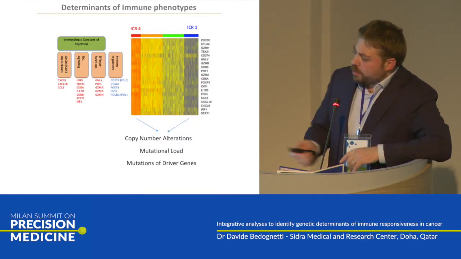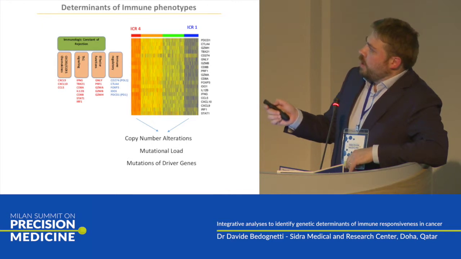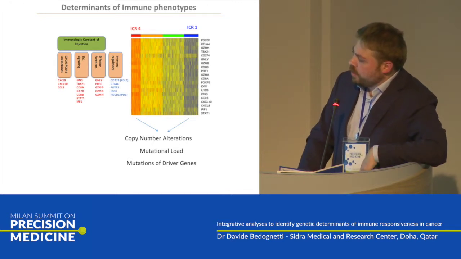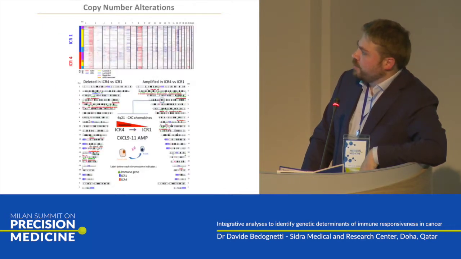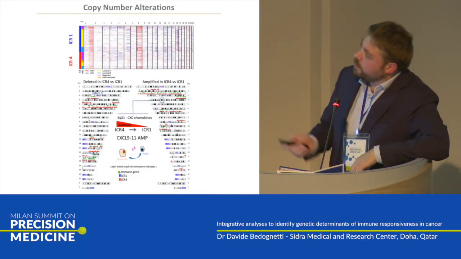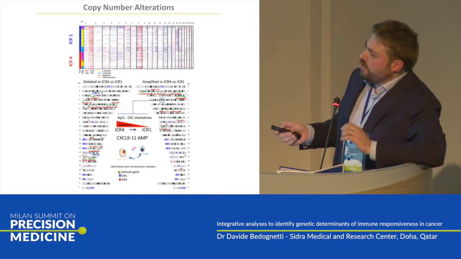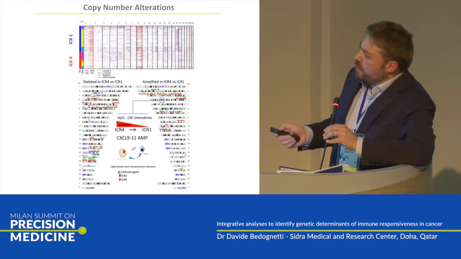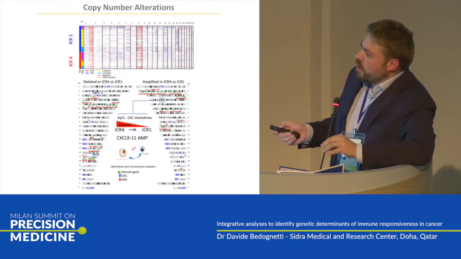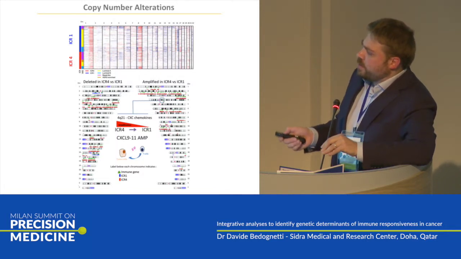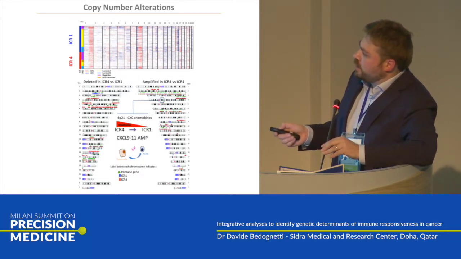So then we asked what the difference is between these two groups in terms of copy number, mutational load, and mutation of driver genes. Among the differences in copy number, one of the most significant was the amplification of a specific chromosome region, 4q21, which contains the CXC chemokines, including CXCL9 and CXCL11.